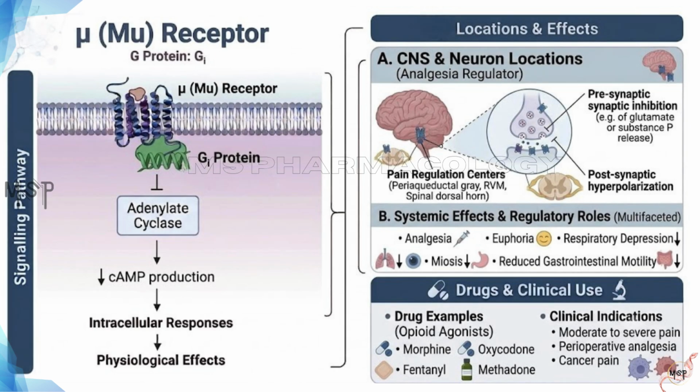Mu receptors are coupled to GI proteins and are widely distributed in the brain, spinal cord, and gastrointestinal tract. Activation of these receptors inhibits adenylyl cyclase and decreases cyclic AMP, producing powerful analgesia, along with euphoria, respiratory depression, miosis, and reduced gastrointestinal motility. Clinically, the mu receptor is the principal target of opioid analgesics. Drugs such as morphine, fentanyl, oxycodone, and methadone act primarily through mu receptors and are widely used for the management of moderate to severe pain.